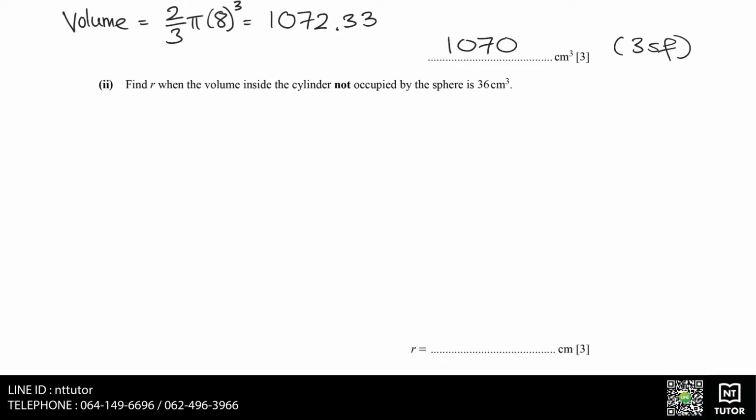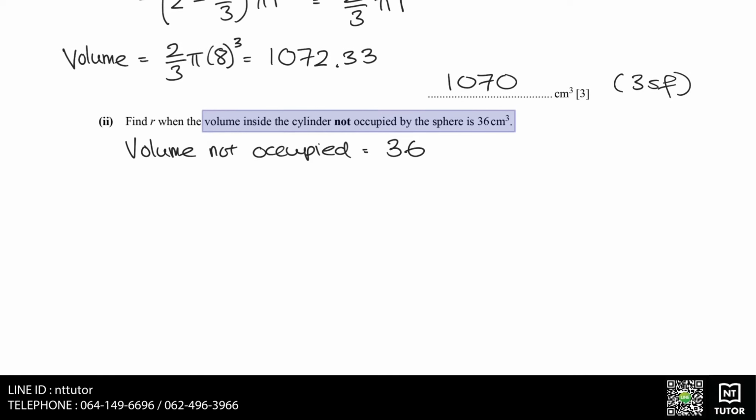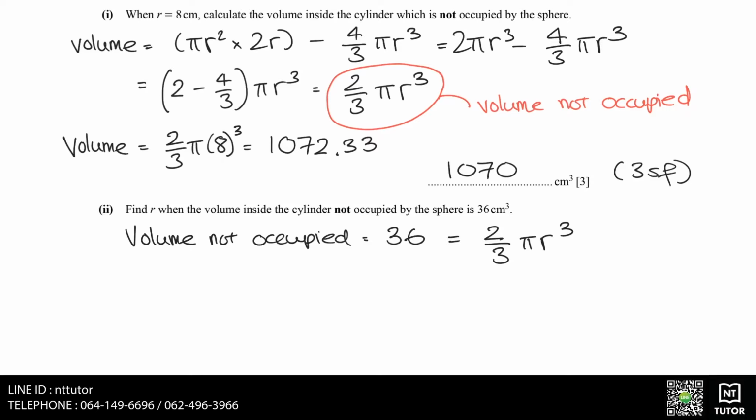Find r when the volume inside the cylinder not occupied by the sphere is 36 centimeters cubed. From the question, we know that the volume not occupied by the sphere is equal to 36 centimeters cubed. And from part 1 of the question, we have an expression that represents that volume that is not occupied by the sphere. So that means that that expression equals 36. And now we have an equation with an r, and we can use this equation to solve for the value of r.